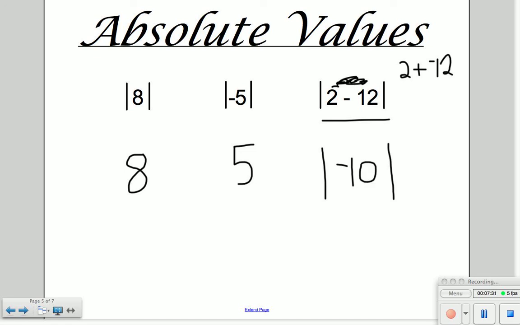Negative 10. Okay, so now that we've simplified this stuff on the inside of the absolute value signs, we have the absolute value of negative 10. So how far away is negative 10 from 0? Well, we could either use that rule that says every absolute value has to be positive, or if you want to actually draw a number line, you could see that negative 10 is the distance of 10 units away from 0.